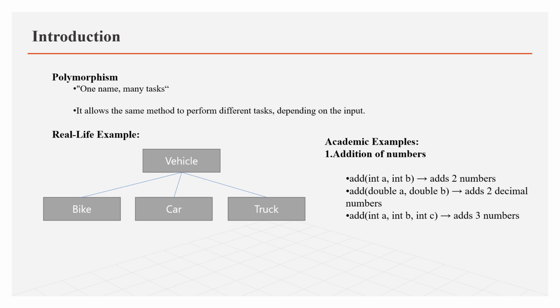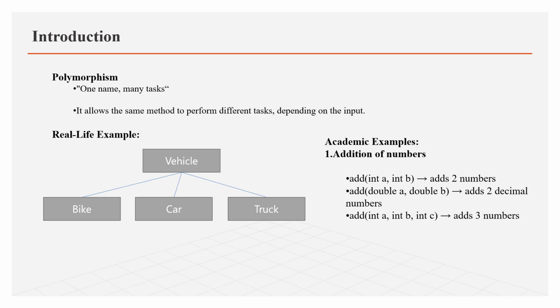So, introduction of polymorphism. Polymorphism is one name, multiple tasks. If we discuss a real life example, like a vehicle, a vehicle has different types like bike, car and truck. All are vehicles, but a bike has two wheels, a car has four wheels and a truck has six or eight wheels. So this is the real life example of vehicles.